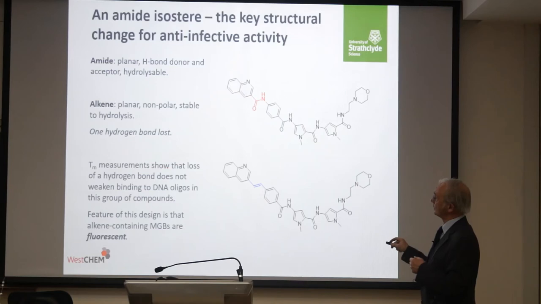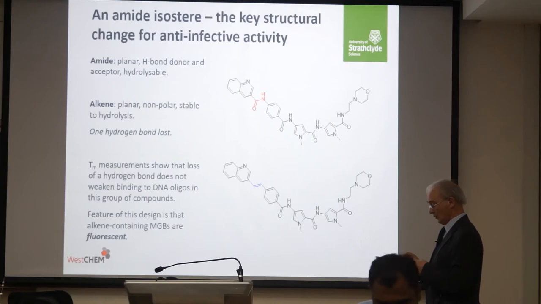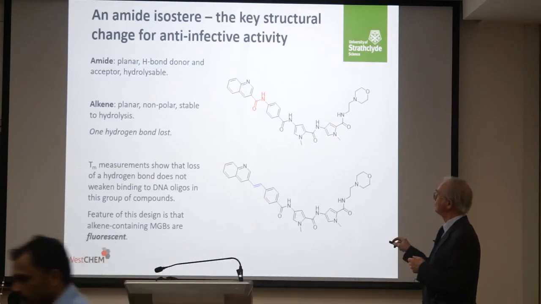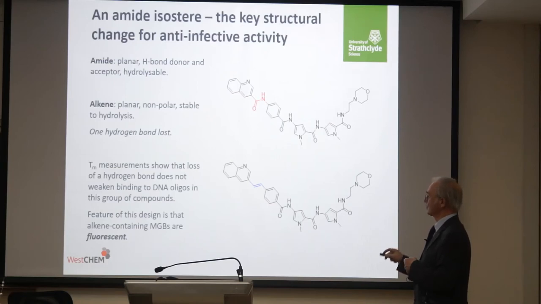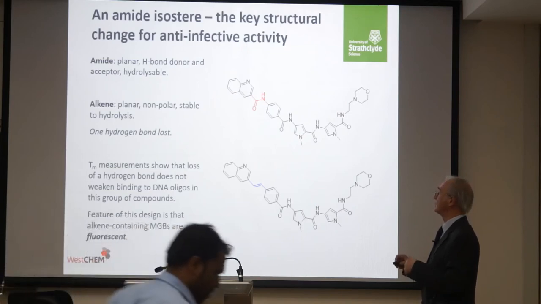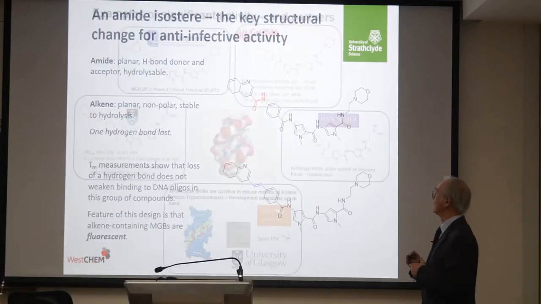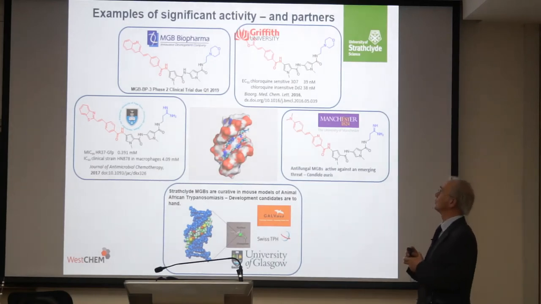But when we looked at the Tm measurements, the melting temperature measurements of these compounds binding to DNA, we found that we had a very superior head group in this 3-quinoline substituted compound compared with any of the others that we had. And another feature of this that we were aware of when we designed these molecules was that by having the conjugated rings, we would have fluorescent compounds. And that then allows us to have the opportunity to look and see where our compounds go in the biological target cells. So here are five examples of studies that we have carried out.